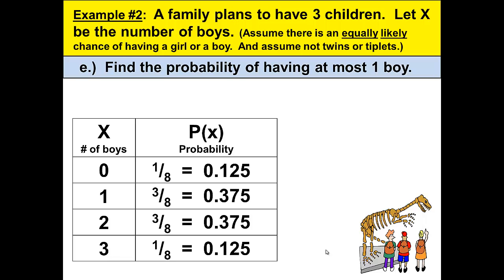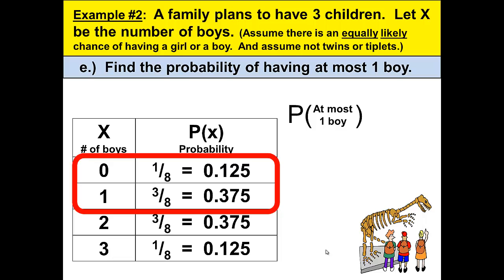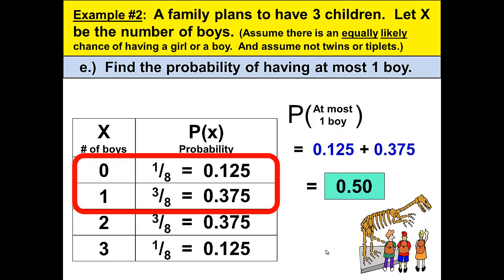So having no boys or 0 boys, either way you want to word it, is okay, or just having one boy is okay. So let's look at which of the rows meet those criteria. Well, that would be these 2 rows. And that would give us 1/8 plus 3/8, which is 4/8, or changing 4/8 to a decimal, we get 0.5.